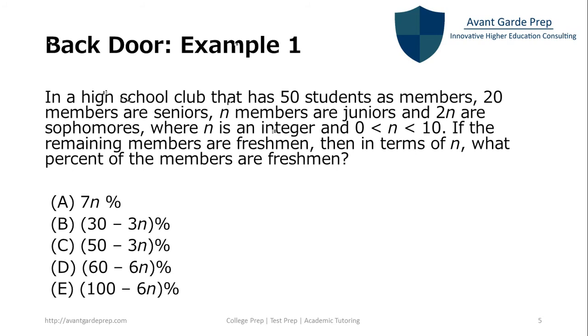Example problem 1 states, in a high school club that has 50 students as members, 20 members are seniors, N members are juniors, and 2N are sophomores, where N is an integer and 0 is less than N is less than 10. If the remaining members are freshmen, then in terms of N, what percent of the members are freshmen?